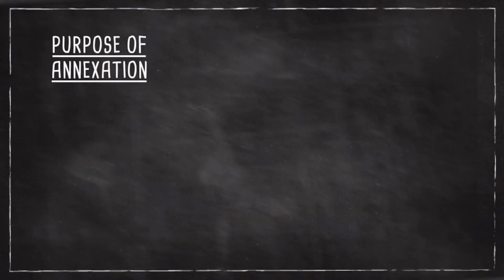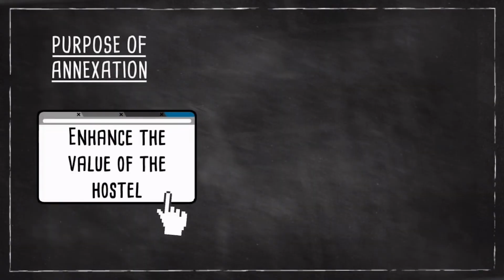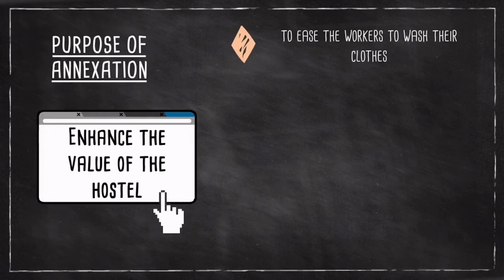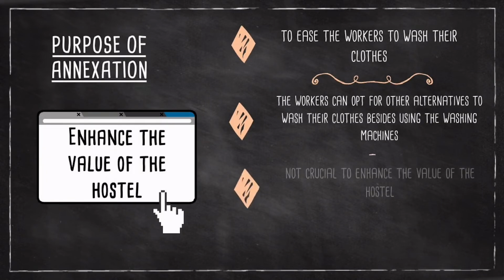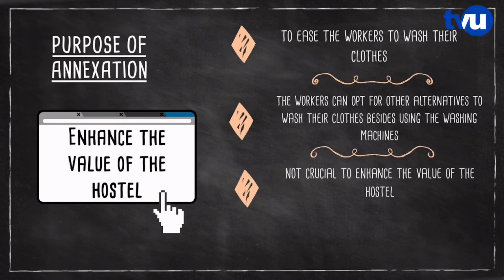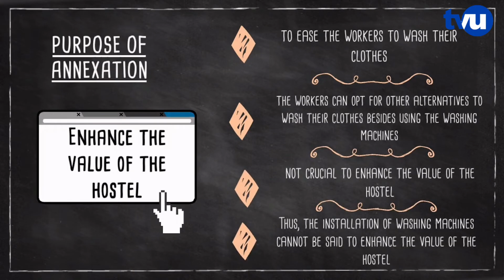Thirdly, enhance the value of the hostel. The washing machines do not enhance the value of the hostel, since the fully automatic washing machines are only to ease the workers to wash their clothes. Other than that, the workers can opt for other alternatives to wash their clothes besides using the washing machines. In other words, the washing machines are not crucial to enhance the value of the hostel. Therefore, the washing machines cannot be said to enhance the value of the hostel.